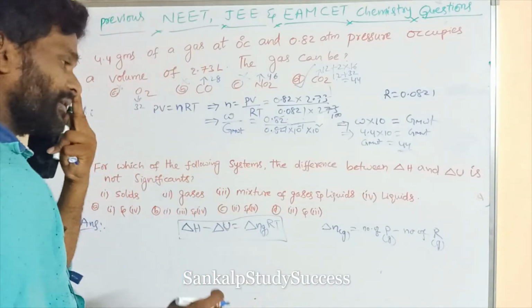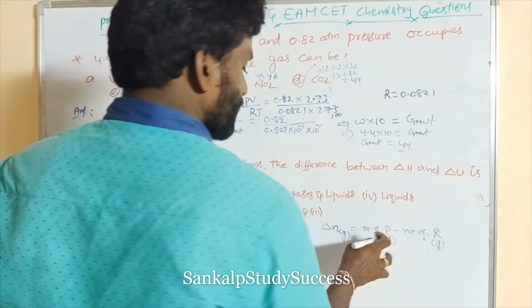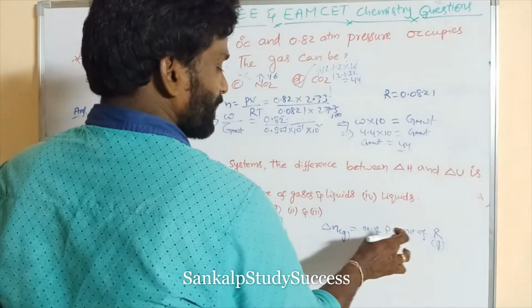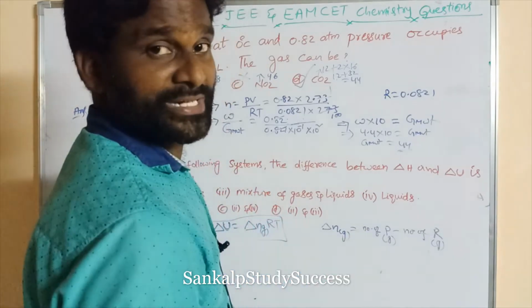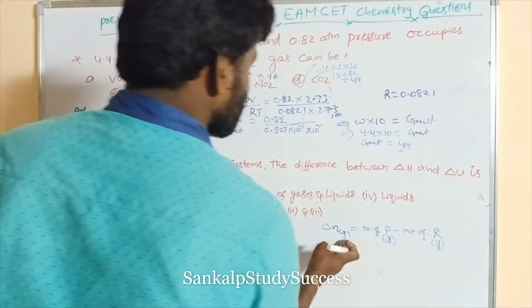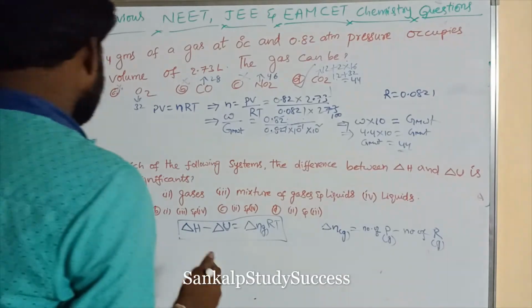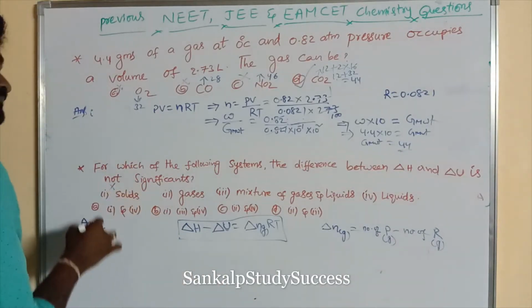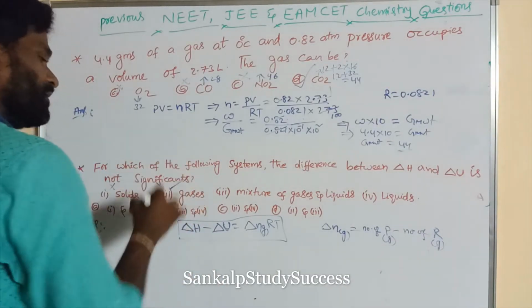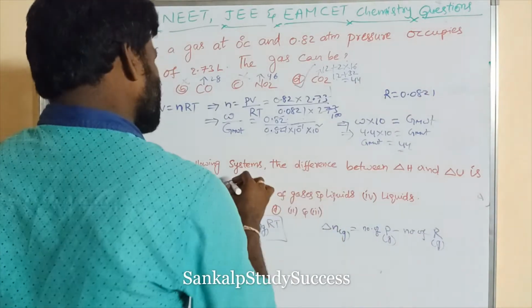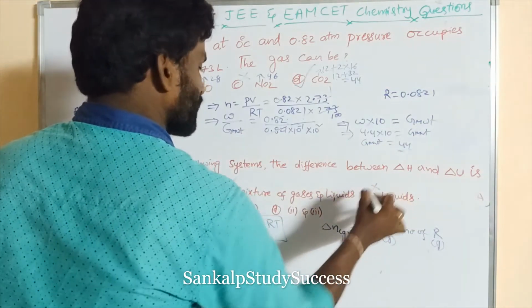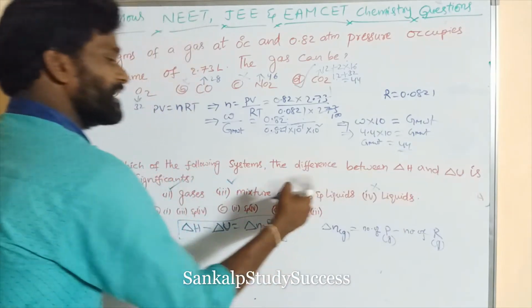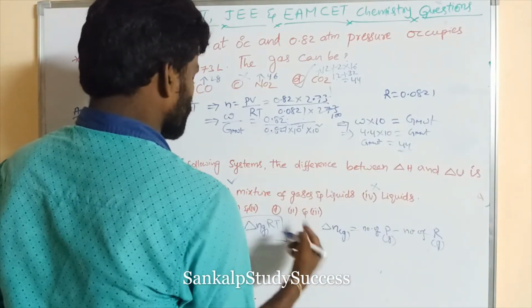So the number of moles of product minus number of moles of reactant, that product and reactant must be present in gaseous state. So delta Ng can be calculated. For solids, this is not applicable, and for gases it is applicable. For a mixture of gases and liquids, this is also applicable. For liquids, this is not applicable.